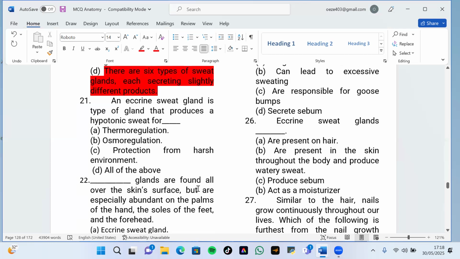Number 21. An eccrine sweat gland is a type of gland that produces hypotonic sweat for dash. A, thermoregulation. B, osmoregulation. C, protection from harsh environment. D, all of the above. The correct answer is A, thermoregulation.